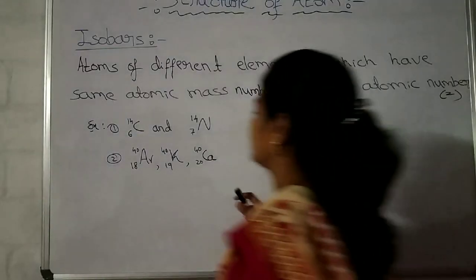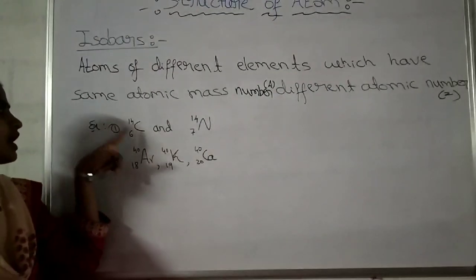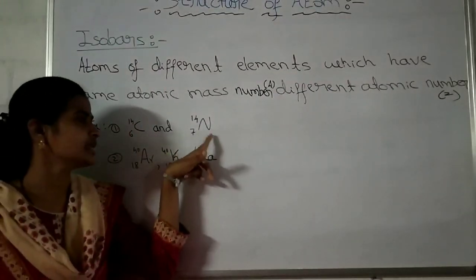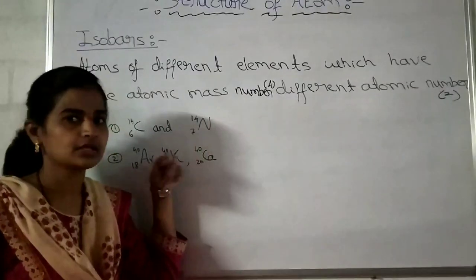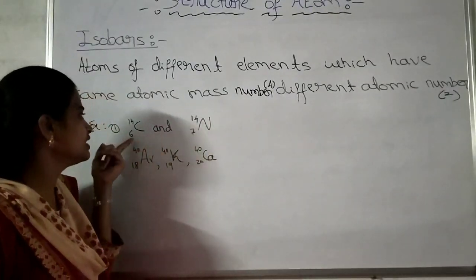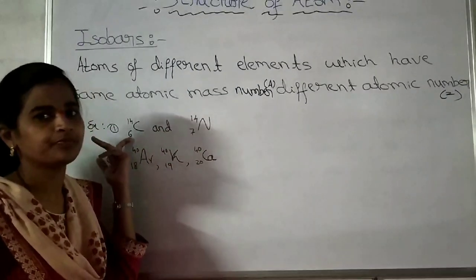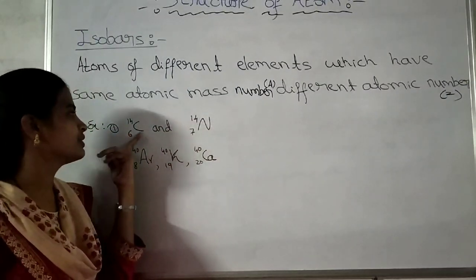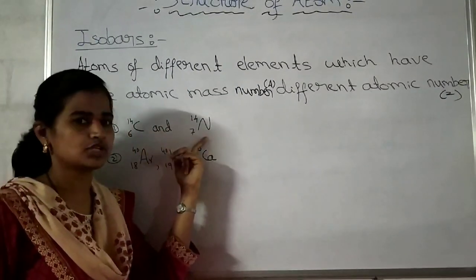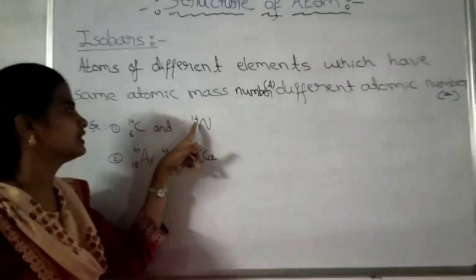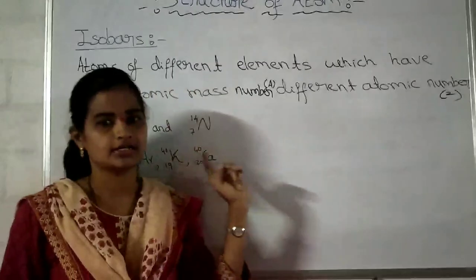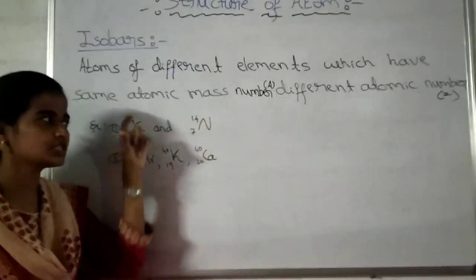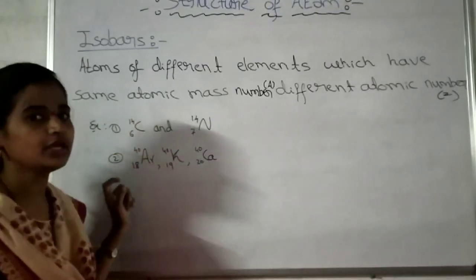Carbon-14 (6) and nitrogen-14 (7) are examples for isobars. What number is different here? This value of Z, that is the atomic number of carbon is 6 and the atomic number of nitrogen is 7, but they both have the same mass. So therefore these are what? Isobars. Got it? Just make the difference between isotopes and isobars.